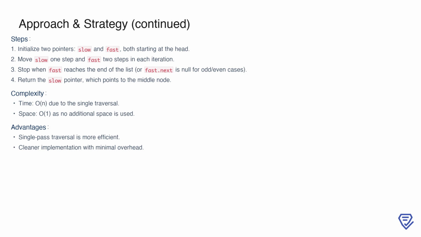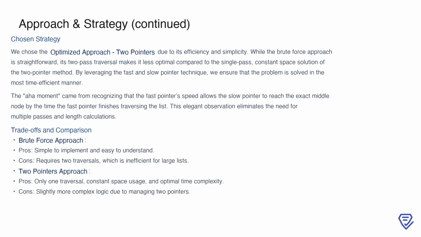This approach is highly efficient, achieving a time complexity of O(n), since we only traverse the list once. Moreover, it requires no additional space beyond the 2 pointers, keeping the space complexity at O(1). The advantages of this method are clear: it's more efficient than the brute force approach, and its implementation is clean and minimal. Ultimately, we decided to use the optimized two-pointer approach because it balances efficiency and simplicity.